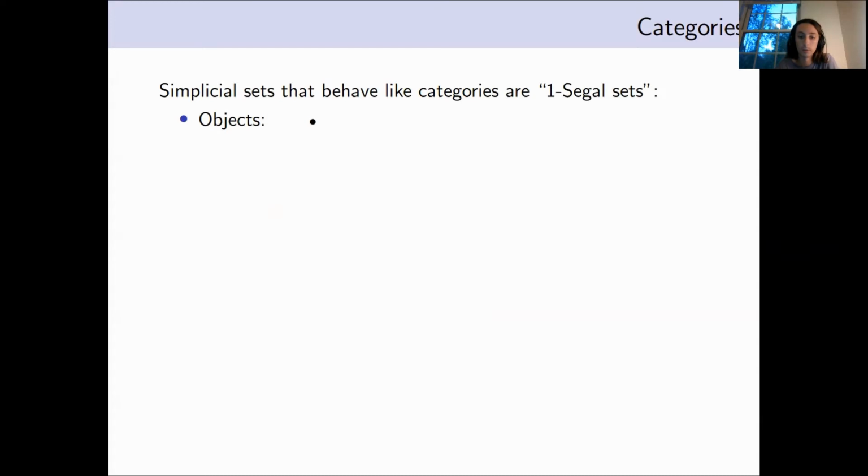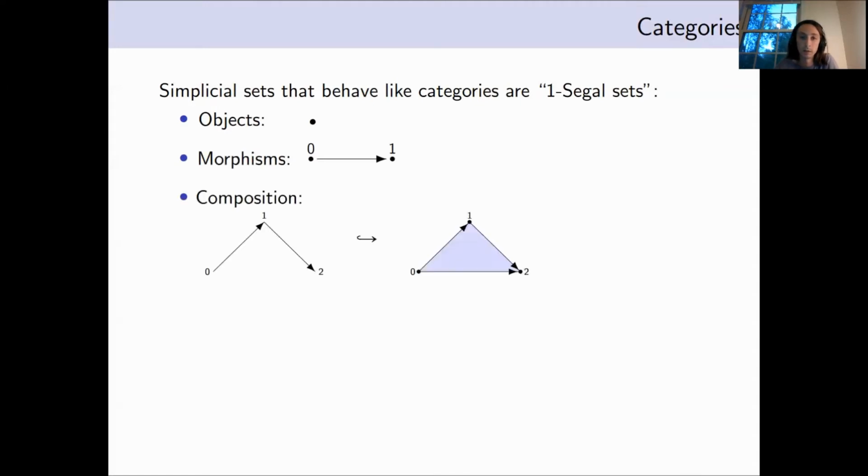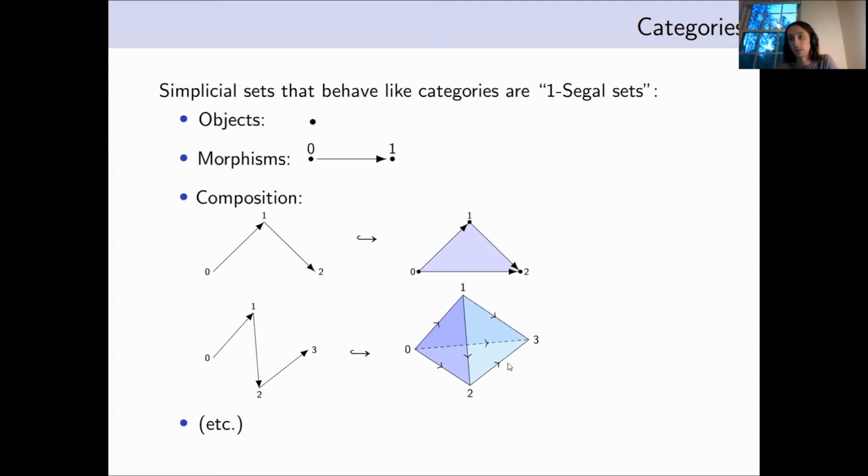So often we view simplicial sets as being like categories by thinking of the 0-simplices as objects, the 1-simplices as morphisms, and then higher simplices as given by composition of morphisms. And so a simplicial set that actually behaves exactly like a category is one that satisfies what's called the Segal condition, or the 1-Segal condition, which says that when you have n arrows like this, that they uniquely extend to an n-simplex.